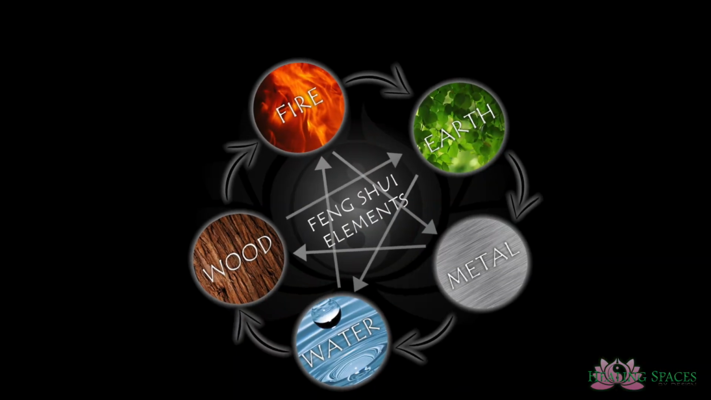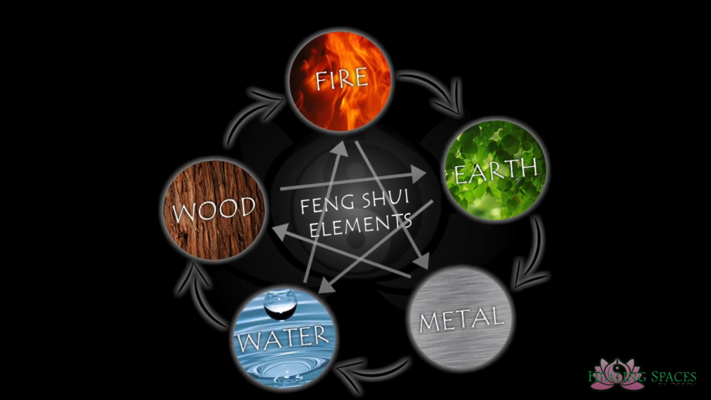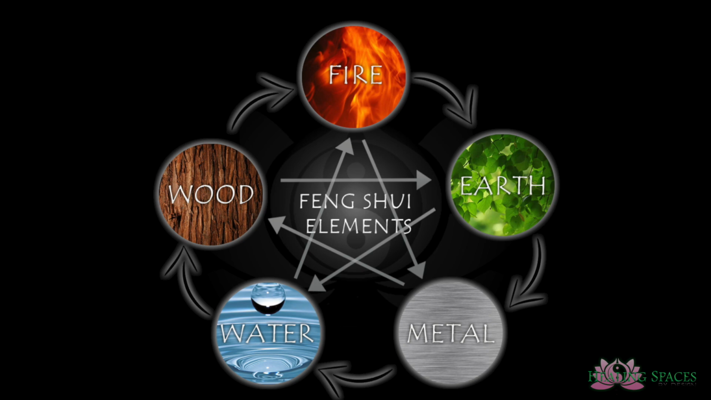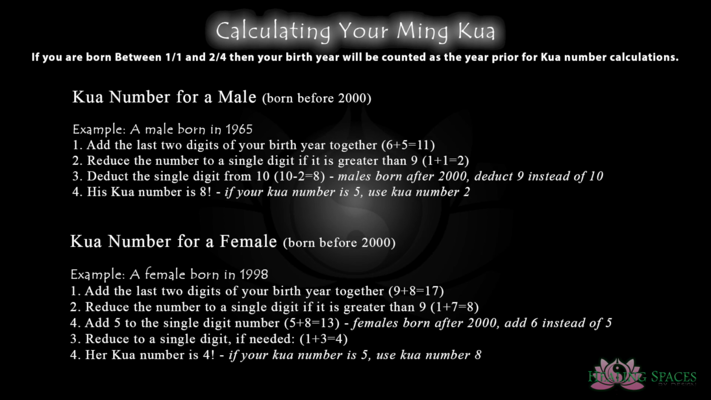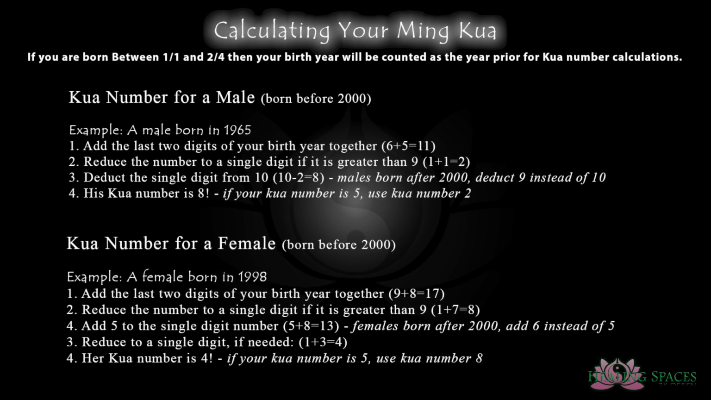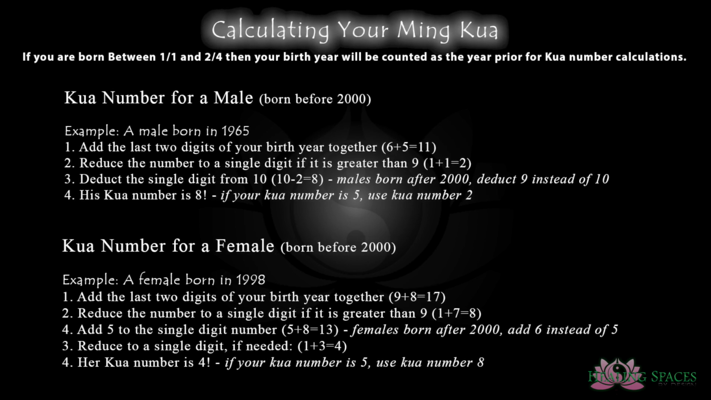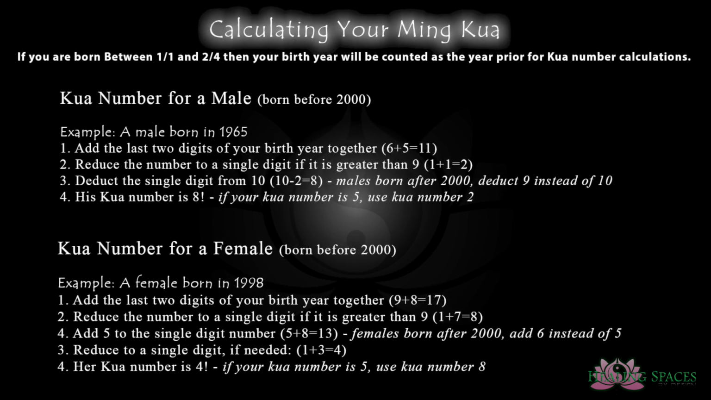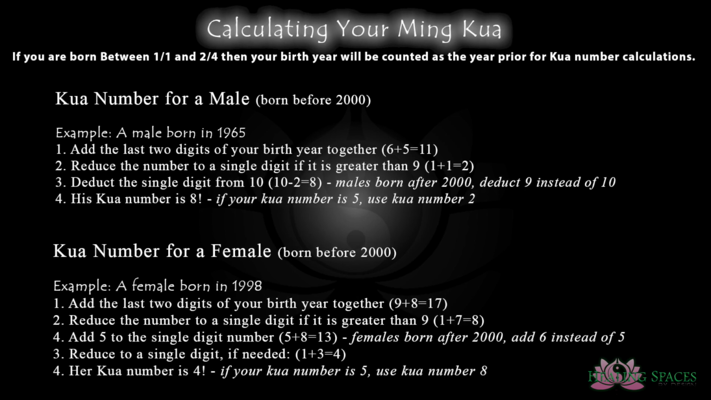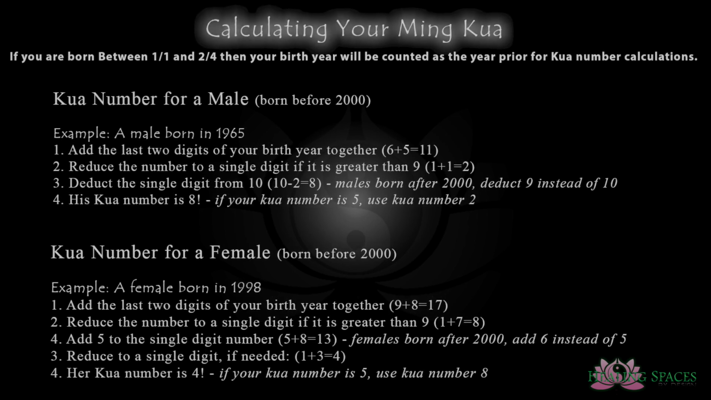I'm Sharon Miller, and what we're going to talk about today is the 5 elements and how you identify which element you are in the 5 elements of Feng Shui. The 5 elements in Feng Shui are earth, water, fire, metal, and wood. Your question now is, how do I find out what element I am? Well, that's calculated by your birth date and year by a calculation called Ming Qua. So we will give you that calculation so you can identify what that is.